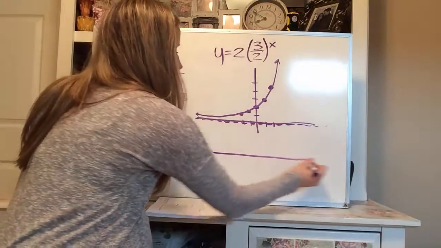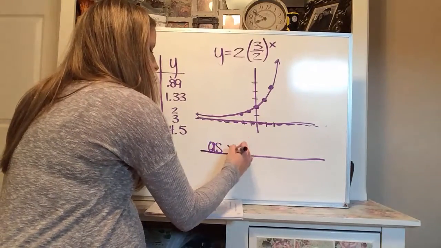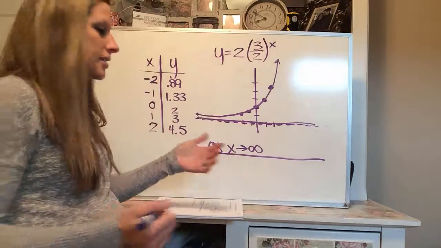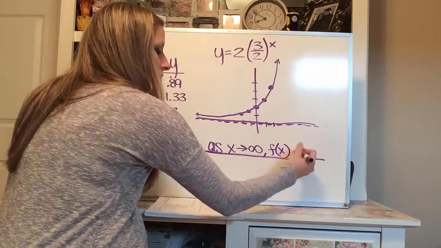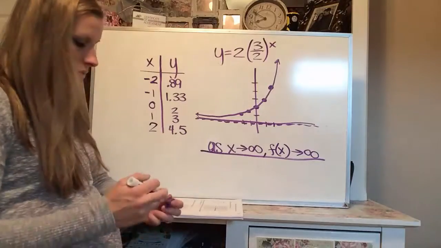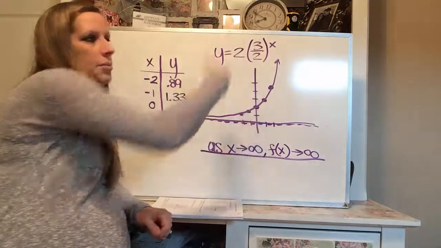So here's what we say. We say, as x approaches infinity, positive infinity, okay? That means as x is increasing, my y, my f of x, is going to approach infinity also. Okay, as x approaches infinity, y approaches infinity.